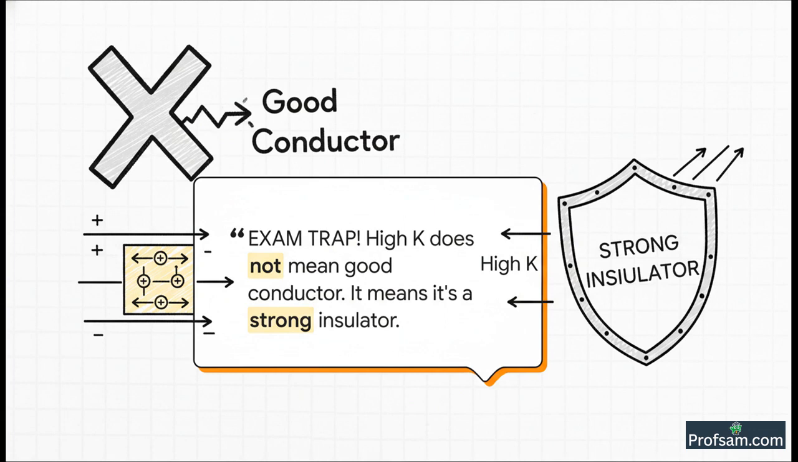Remember the first thing we learned? Dielectrics are insulators. So what does a high K value actually mean? It means the material is an excellent dielectric. It is really, really good at polarizing and at weakening the electric field. So high K means a strong insulator, not a conductor. Got it? Don't fall for this trap.